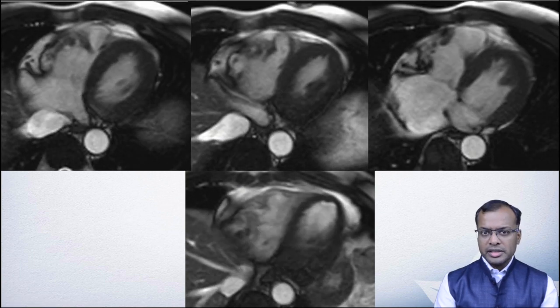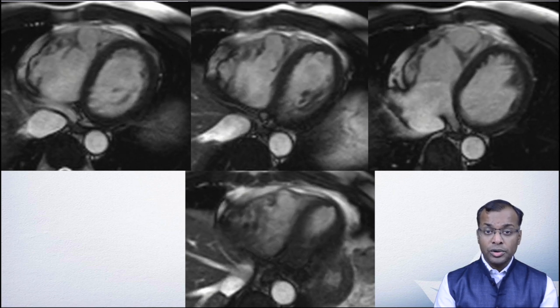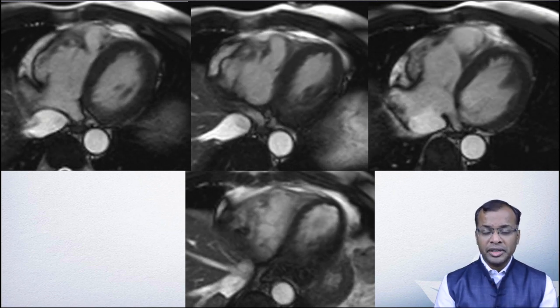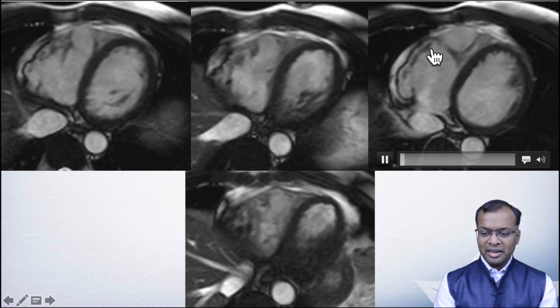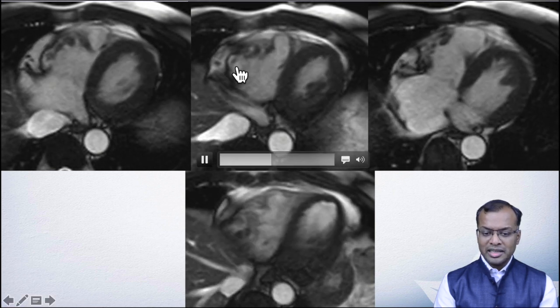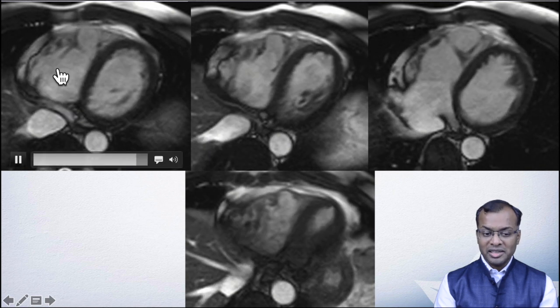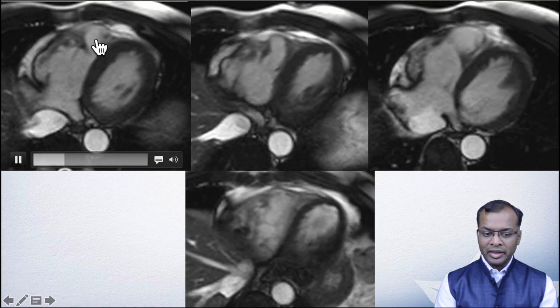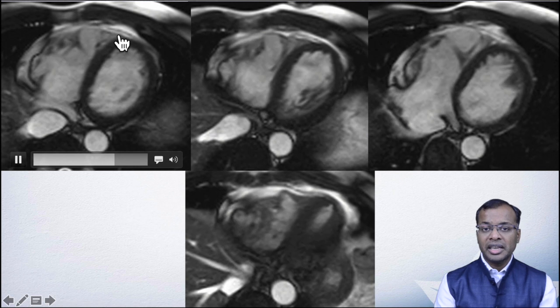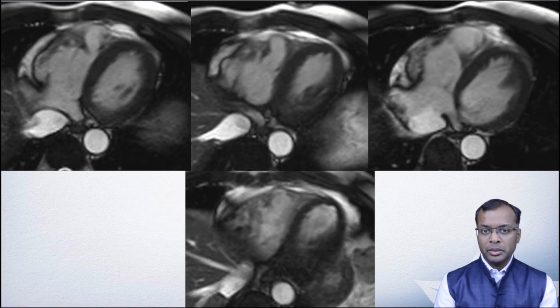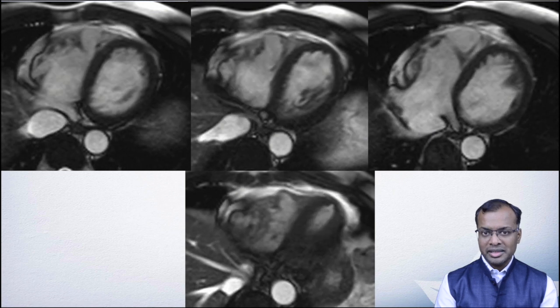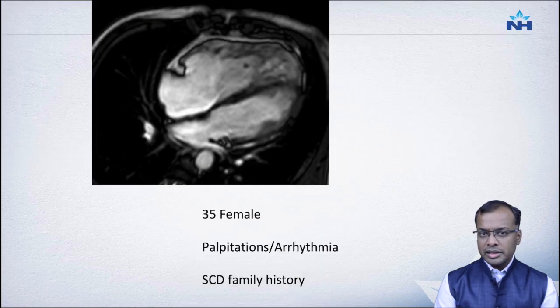In such conditions, it is important for us to look at the entire RV free wall and look for other areas of abnormality. And when you look across these images, you will start to see there are multiple focal areas of aneurysmal outpouching and dyskinesis of the RV free wall, which would again be in keeping with ARVC diagnosis in this patient. Let us look at another case.